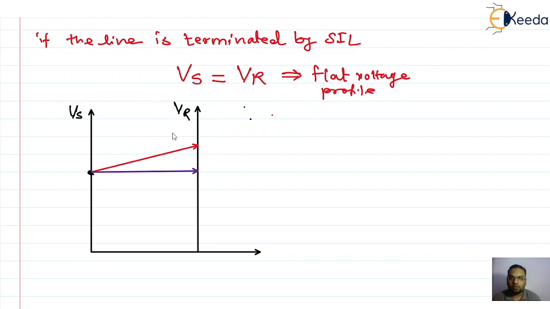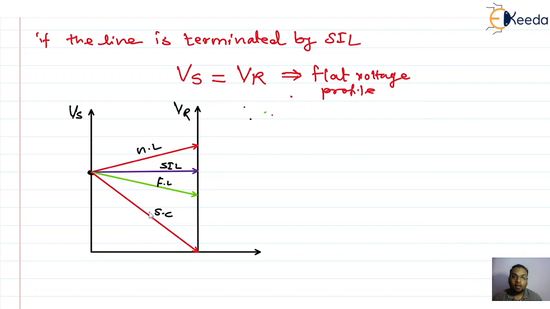This is the no load condition, where the receiving end voltage is greater than the sending end voltage. This is the full load condition, where the receiving end voltage will be slightly depressed with respect to the sending end voltage. We can have one more condition: suppose there is a dead short circuit. At that time, the receiving end voltage will become 0. So this is for no load condition, this is for surge impedance loading, this is for full load condition, and this is for the short circuit condition.